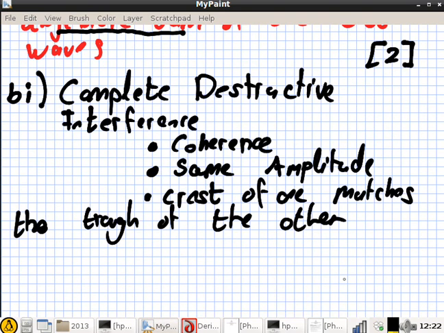Now, if you don't want to write all of that, there is a term that means this, which I haven't taught you yet. I'll tell you it now. Out of phase means exactly that sentence. So if you're looking for something short that means that, you say the waves are out of phase. Or you should really say completely out of phase. Fully out of phase.